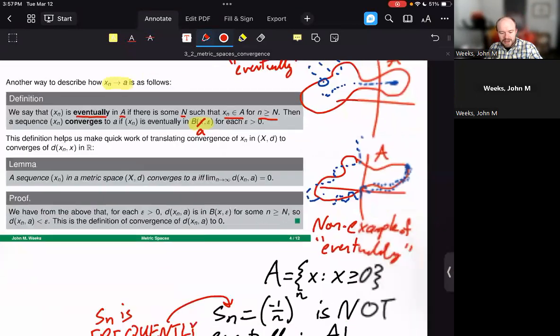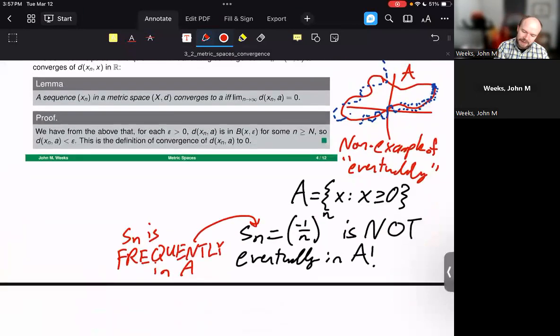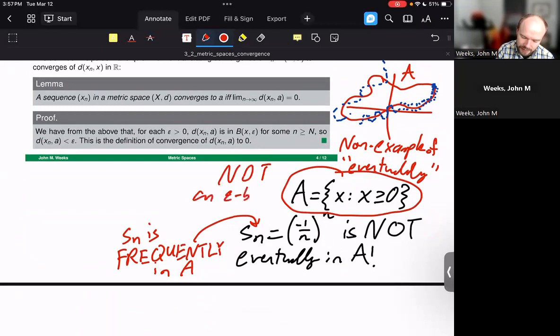Notice that we're not saying here, for example, that the sequence S sub n equal to (-1)^n over n^n cannot converge to 0, because notice that this set A is not an epsilon ball around 0. And for those of you who may be familiar with a bit of topology, it does not even contain an epsilon ball around 0.